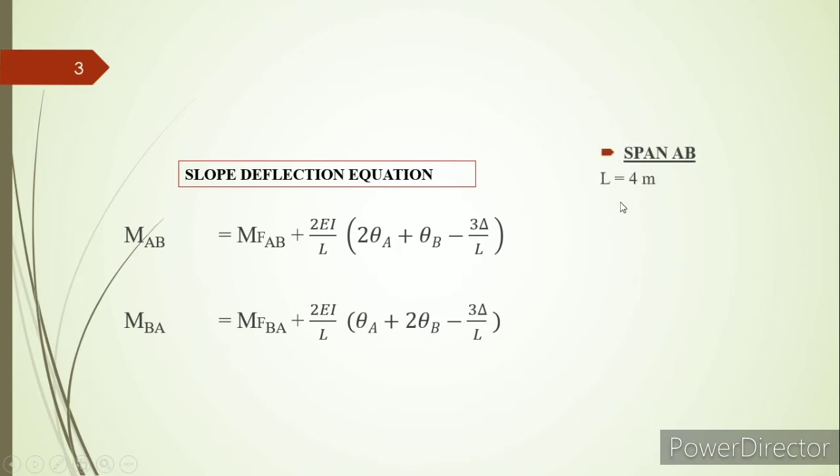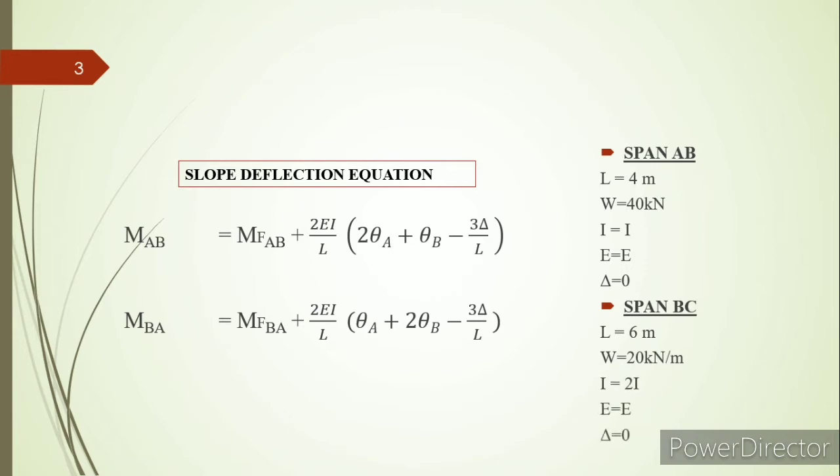Span AB: the length of the span is given as 4 meter and W, that is a concentrated load of 40 kN, is acting. Then I is equal to I, E is equal to E, and the value of delta is equal to 0, since there is no settlement of the support. Then along the span BC, the length of the span is 6 meter. W, there is a UDL acting. The value of UDL W is equal to 20 kN per meter and I is given as 2I, E is given as E, and the value of delta here also is 0 since there is no settlement of support B and C.